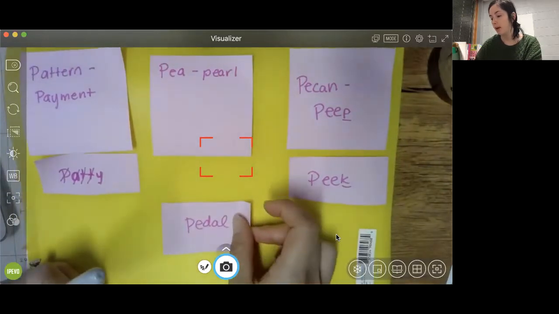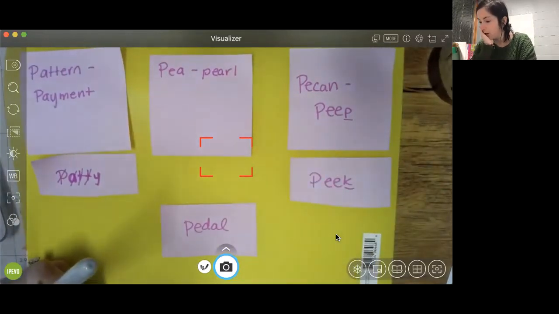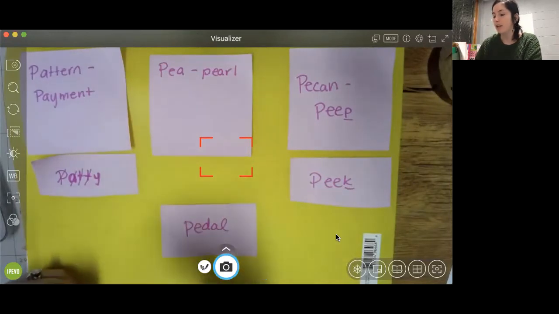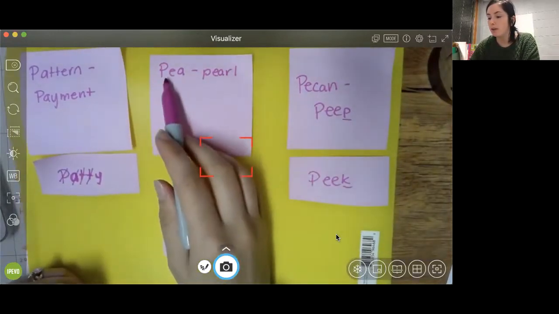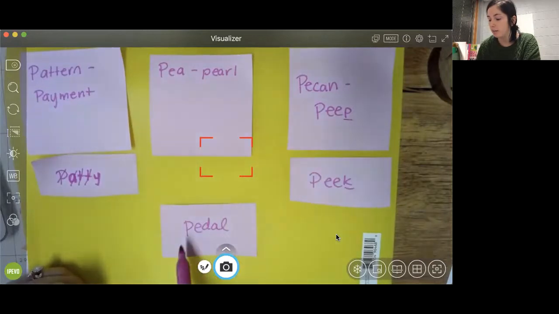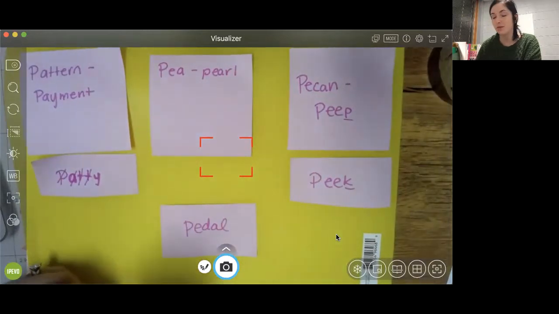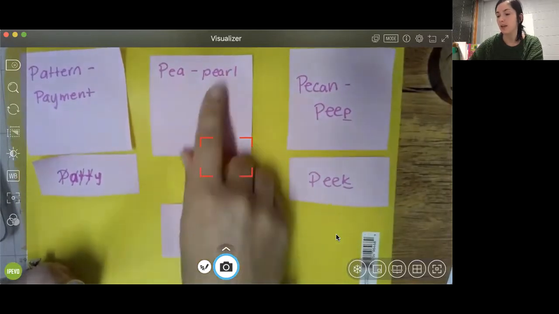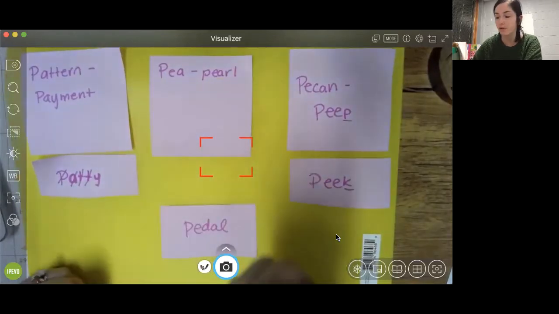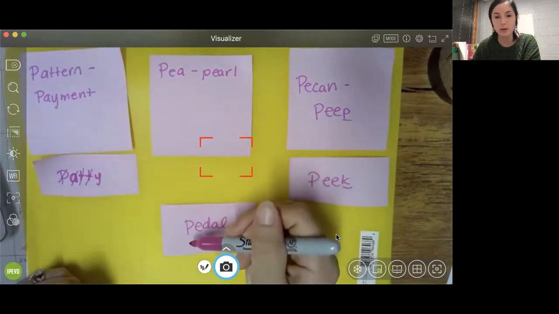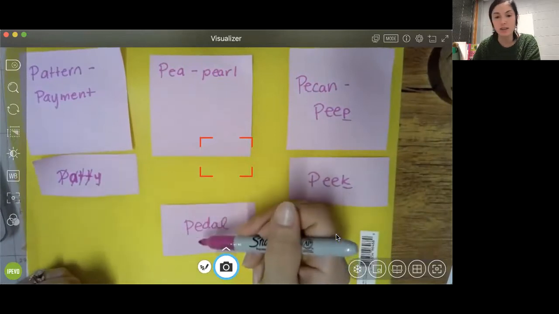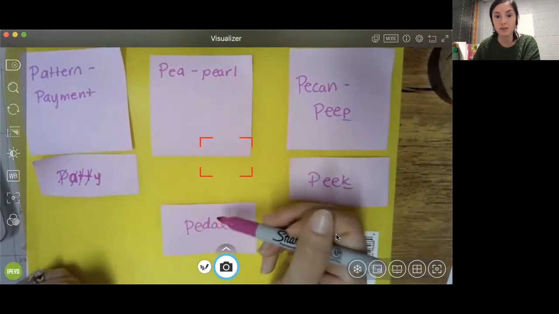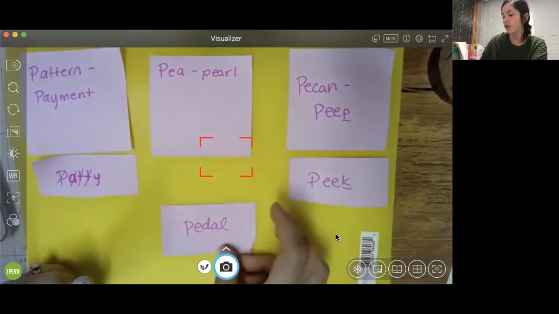We have pedal. Pedal. Well, the same thing here. We know this is P-E-A and then P-E-D. So we know that's going to be after pearl because D comes after A. Remember before, if the first word letters match, go to the second. If the second letters match, go to the third letter. So let's try over here.